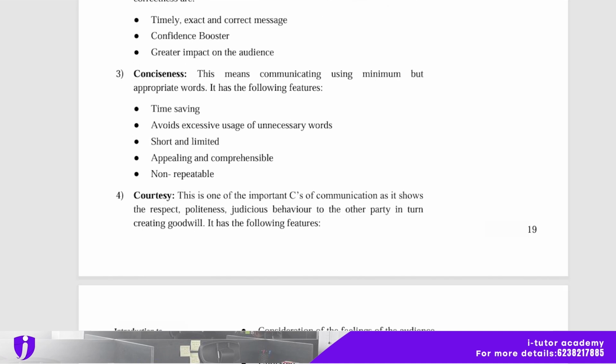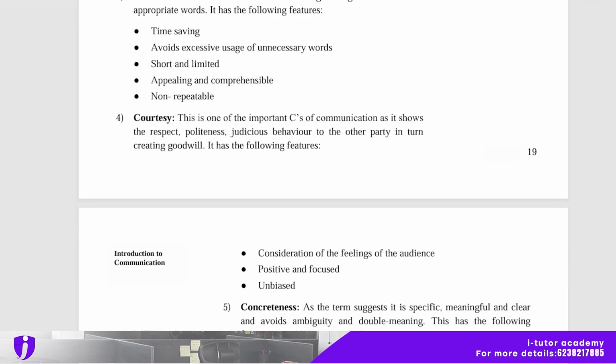And conciseness, this means communicating using minimum but appropriate words. It has the following features. One is time saving, avoids excessive usage of unnecessary words, short and limited, appealing and comprehensible, non-repeatable. Courtesy, this is one of the important C's of communication, as it shows the respect, politeness, judicious behavior to the other party, in turn creating goodwill.